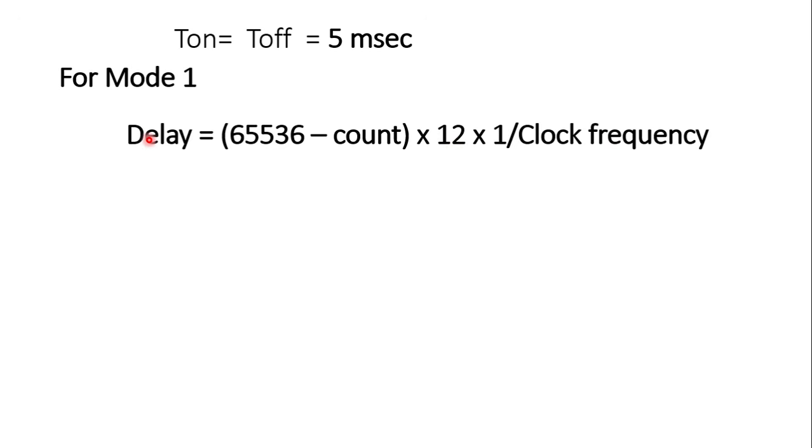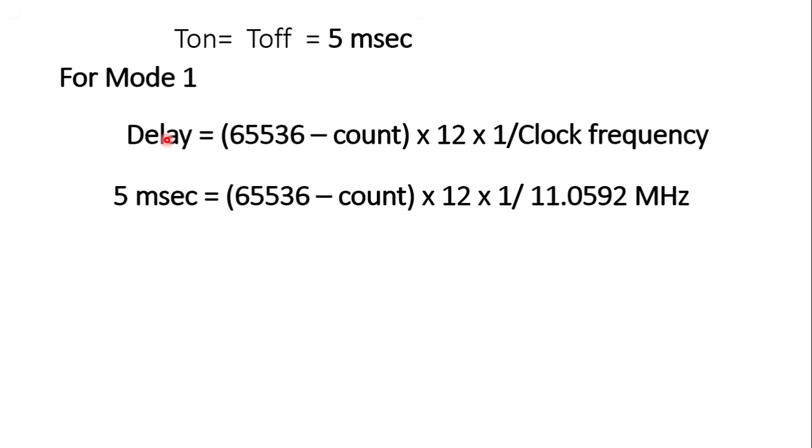And here we are talking in terms of time. So 12 into 1 divided by clock frequency is taken. Ultimately, it is the time period for the timer. The count is the value which is to be calculated, and that value when loaded in timer register will give you the required amount of delay.